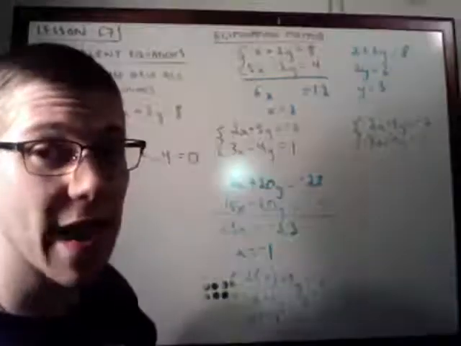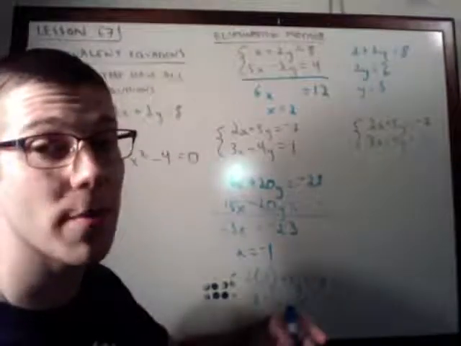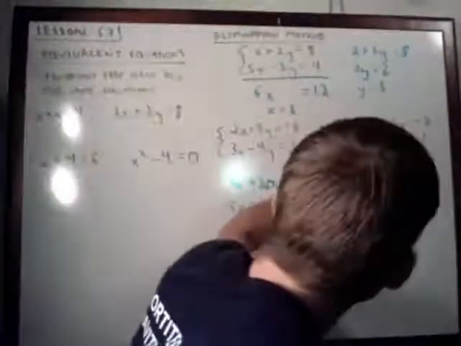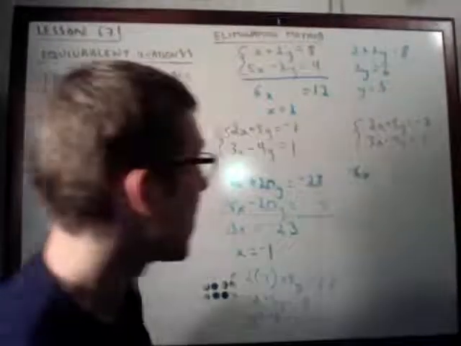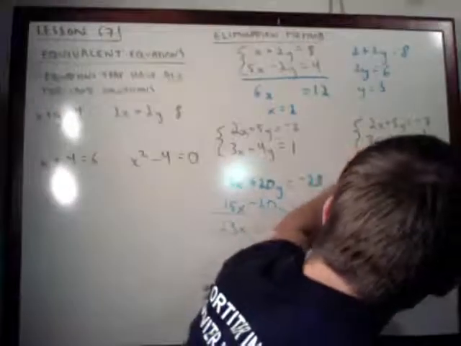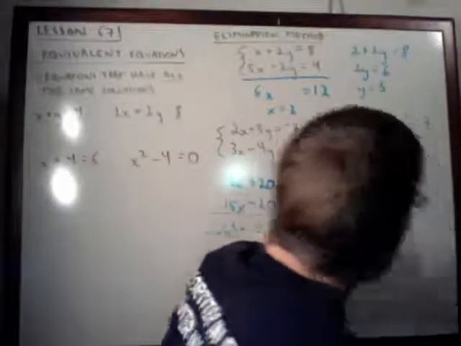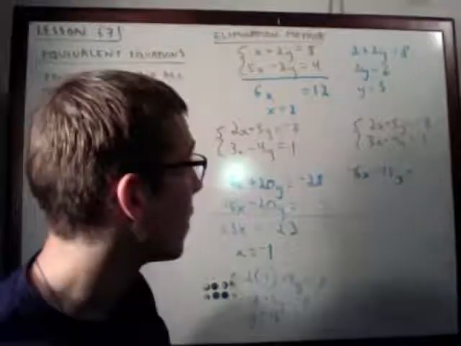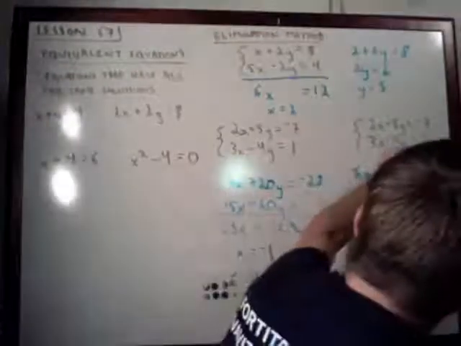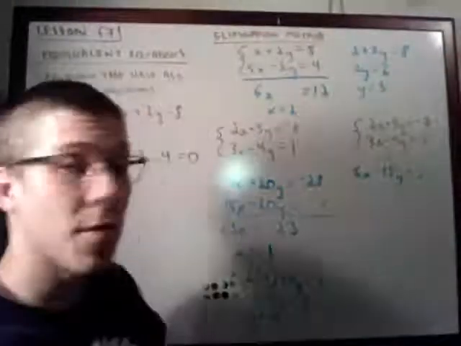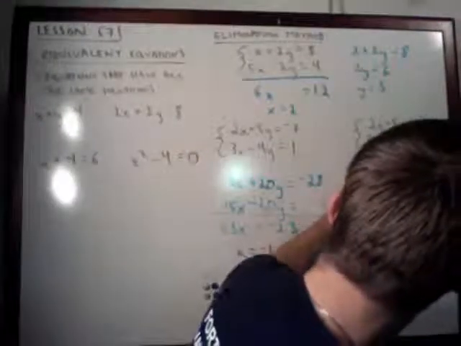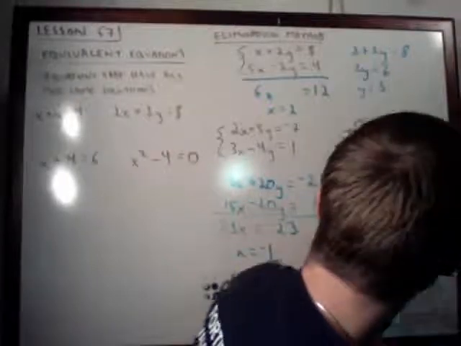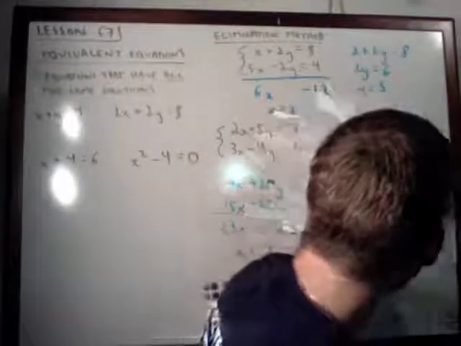So to get that 2x to negative 6, we'll multiply the whole top equation by negative 3. So 2x times negative 3 gives us negative 6x. 5y times negative 3 gives us negative 15y. And negative 7 times negative 3 is going to give us 21. All right, now the bottom equation, to get to positive 6x, we'll multiply by 2. So we get 6x minus 8y equals 2.